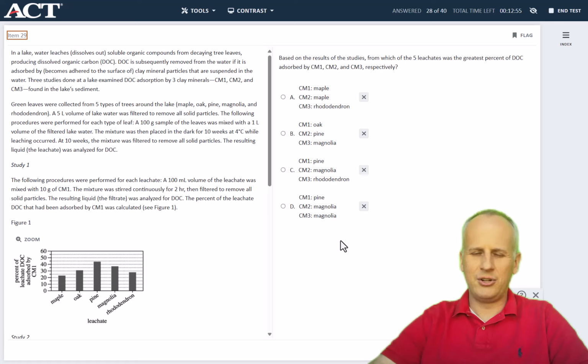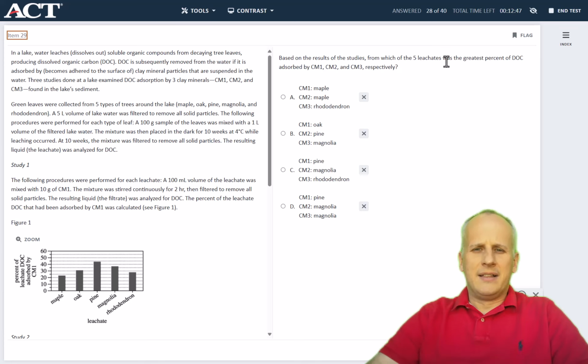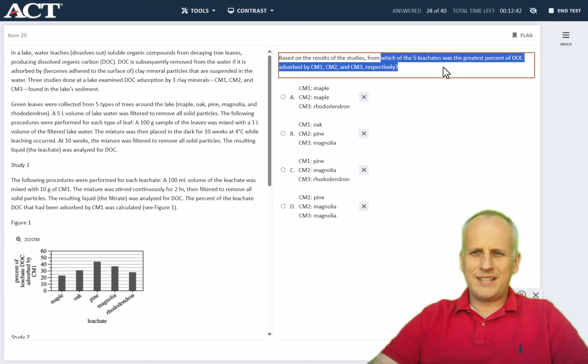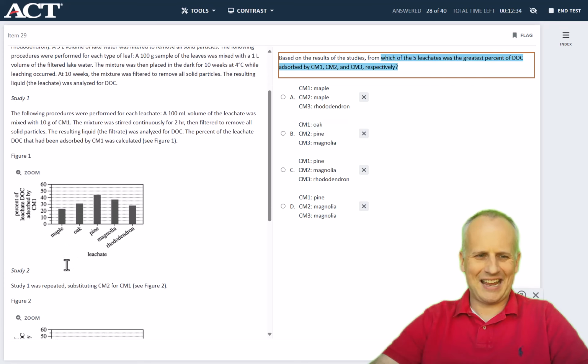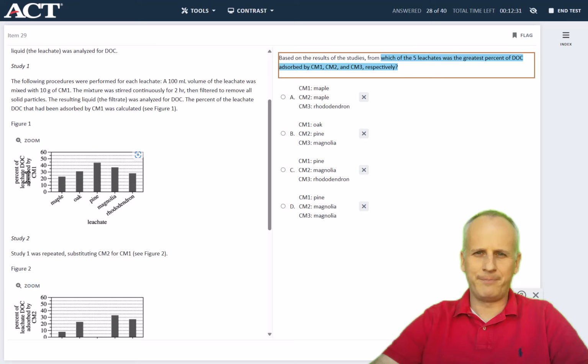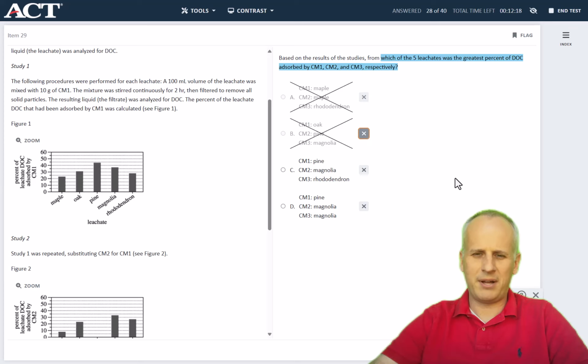Moving on to the next question and our next science passage. We're going to once more ignore reading it up front. We're going to deal just with the question and the task and subject as required. This one reads, based on the results of the studies, from which of the 5 leachates was the greatest percent of DOC absorbed by CM1, CM2, and CM3 respectively? Well, just scanning this, I can see that figure 1 is CM1, and we've got DOC percent as our vertical axis. So I should be able to determine that's going to be pine. It's the highest bar. We can eliminate any answer choices that do not have CM1 as pine.